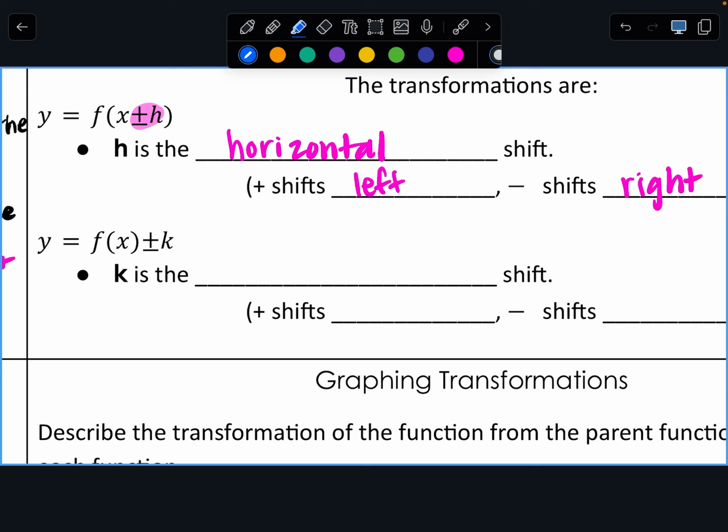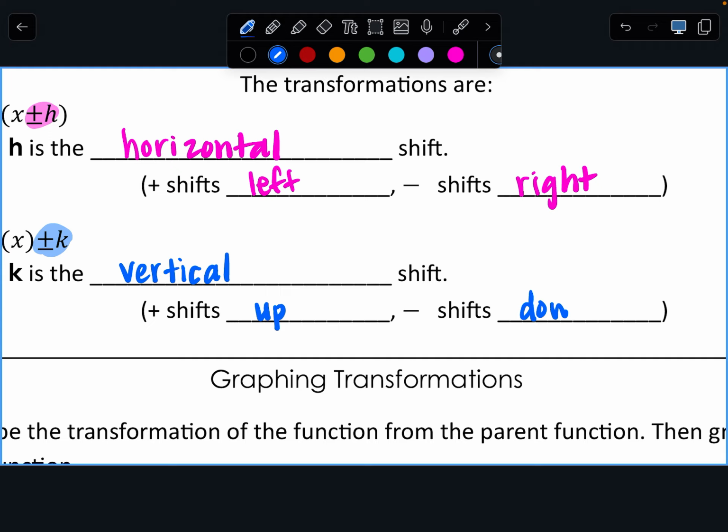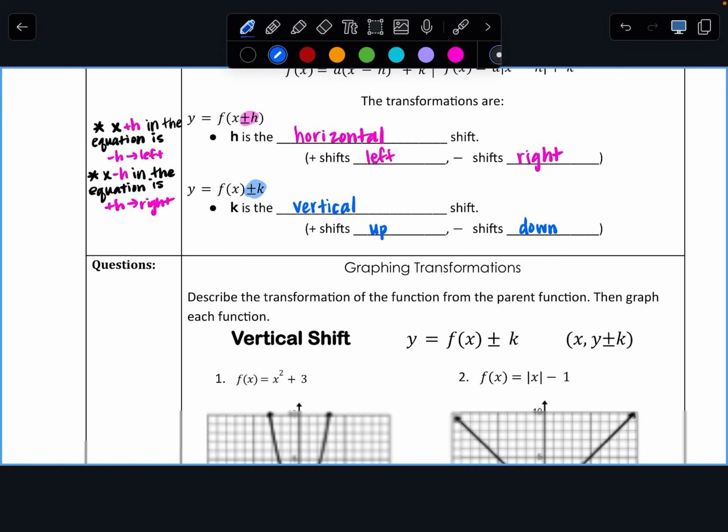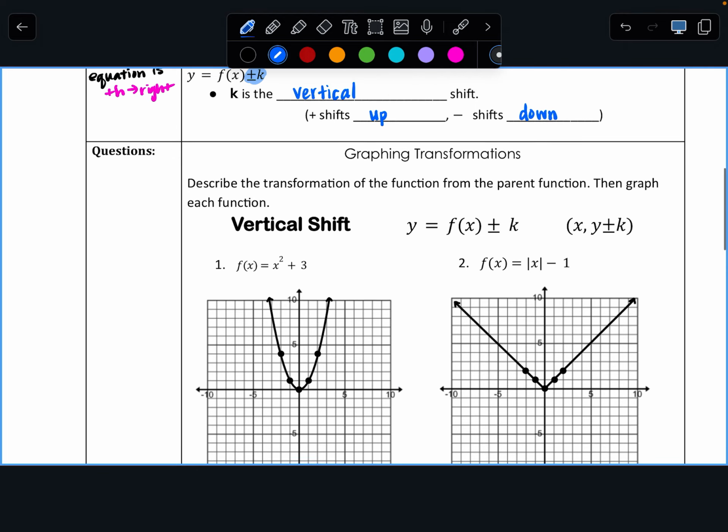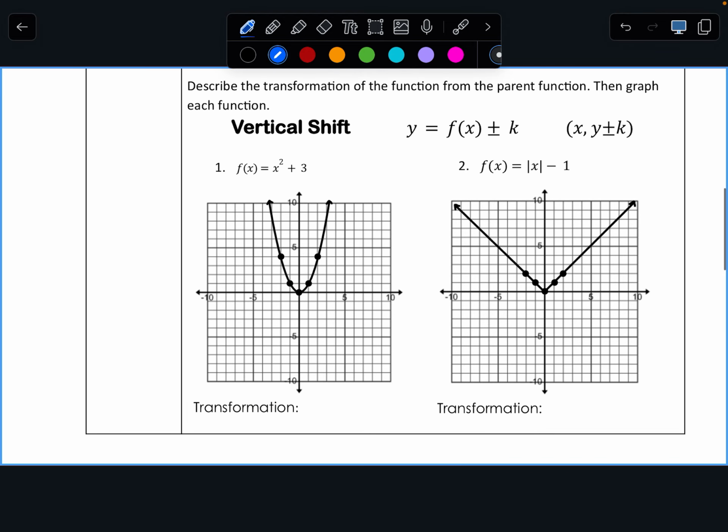K is the vertical shift. Positive shifts up and negative shifts down. So let's graph these transformations. Let's describe it and then graph it.